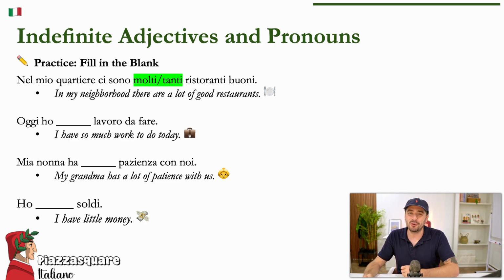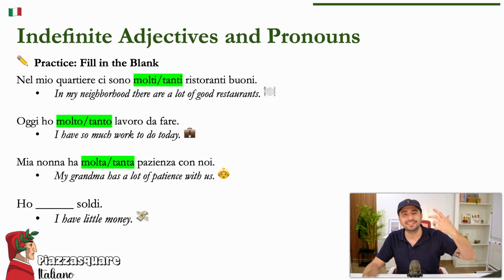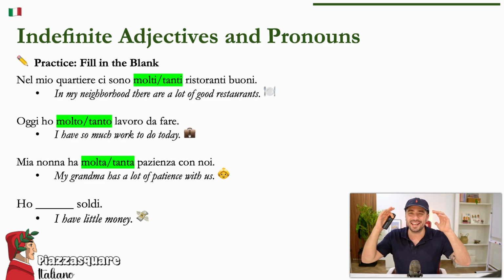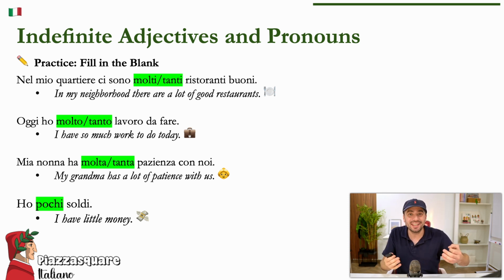Oggi ho lavoro da fare. I have so much work to do today. 3, 2, 1. Oggi ho tanto lavoro da fare. Or oggi ho molto lavoro da fare. Mia nonna ha pazienza con noi. My grandma has a lot of patience with us. 3, 2, 1. Mia nonna ha tanta pazienza con noi. Or mia nonna ha molta pazienza con noi. Now translate from English to Italian. I have little money. 3, 2, 1. Ho pochi soldi.